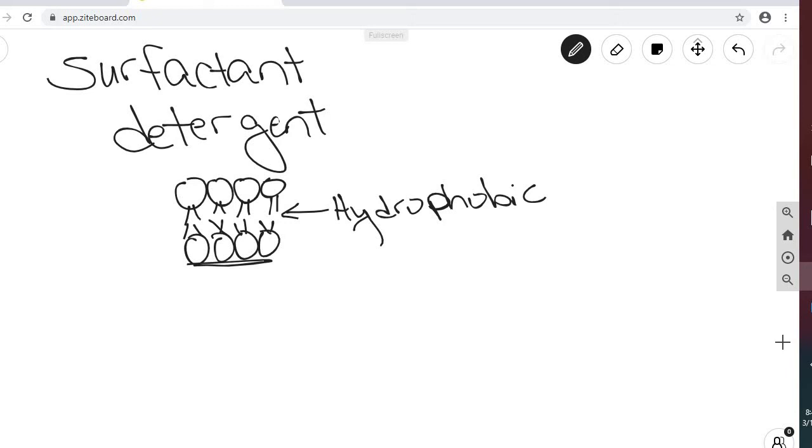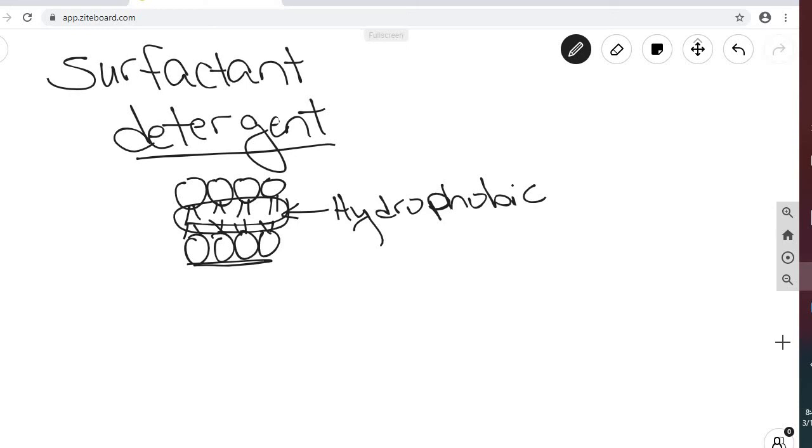So what happens with this detergent is that it maintains the water molecules together, and that reduces the surface tension so that the alveoli can inflate more easily.